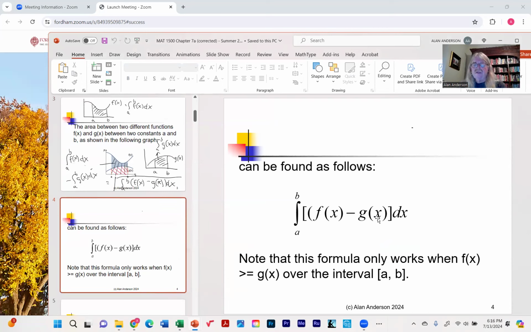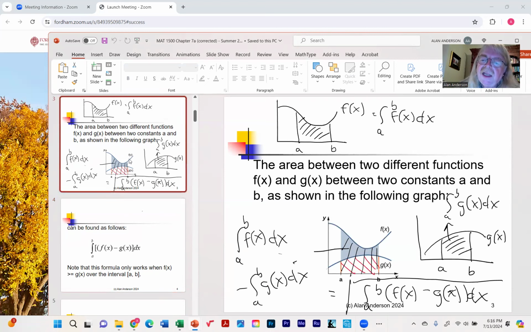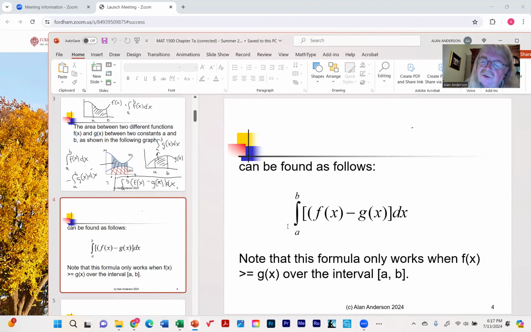All right, so this is just to summarize it, this is what we're trying to accomplish. Now, by the way, what we're about to do only works if one function is always above the other over the interval of interest. In this case, you can see between a and b, f of x is always greater than g of x. If that's not true, we have to do something a little bit different. But if it is, then all we have to do is calculate the integral of the differences between the two functions.